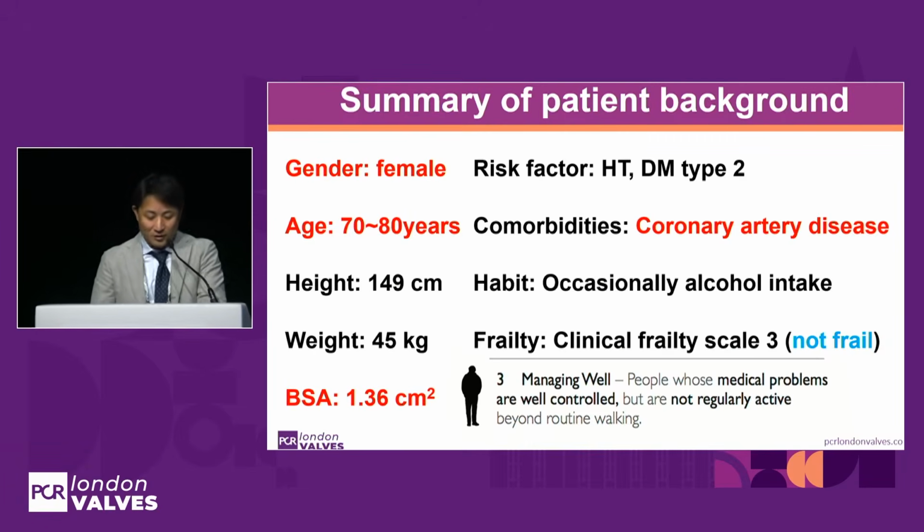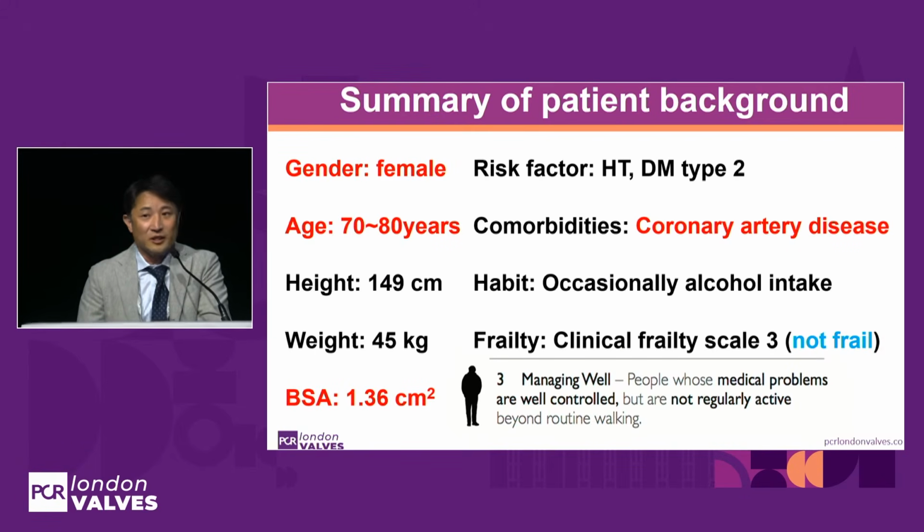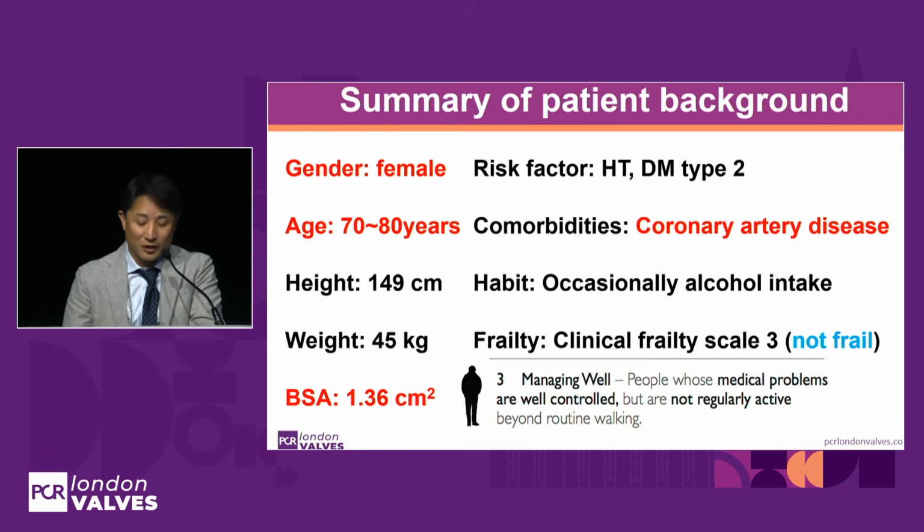The patient is female, relatively young in our Asian cohort, 70 to 80 years old, and the body characteristic is quite small. The body surface area is 1.36 square meters, and risk factors are hypertension and diabetes mellitus type 2, with comorbidity of coronary artery disease. The clinical frailty scale is 3, which means not a frail patient.